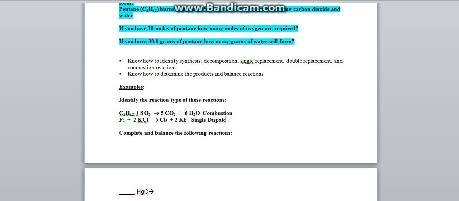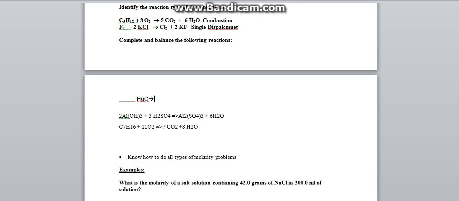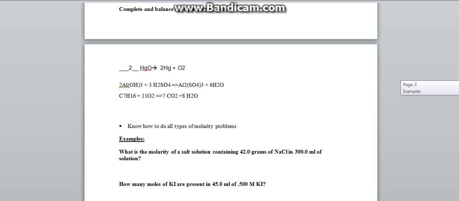And you can tell because a single thing is gonna... What the frick? What am I supposed to do with that? Ah. Two. This goes to 2Hg plus O2, because oxygen is a diatomic element.